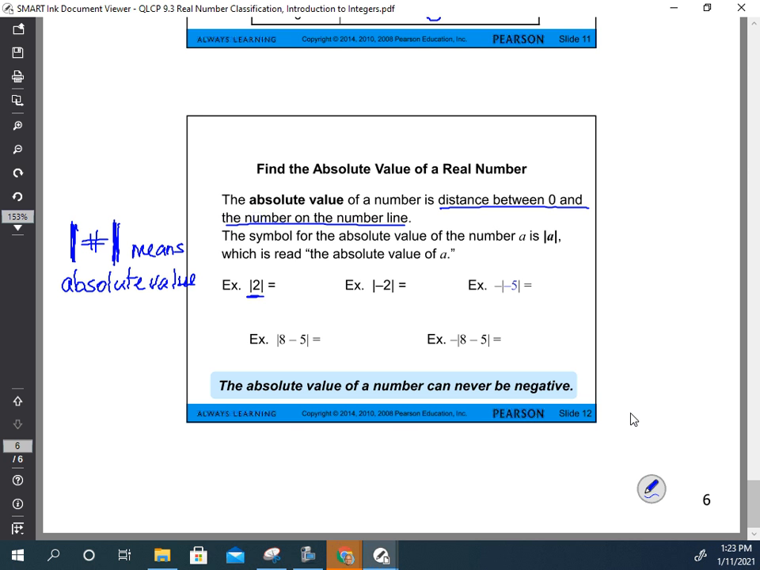So for example 1, 2 inside the double bars means the absolute value of 2. How far is 2 from 0? 2. If you had a number line, there's 2, there's 0. 1, 2. 2 spaces away. Absolute value of negative 2, same thing. 1, 2. 2 spaces away.